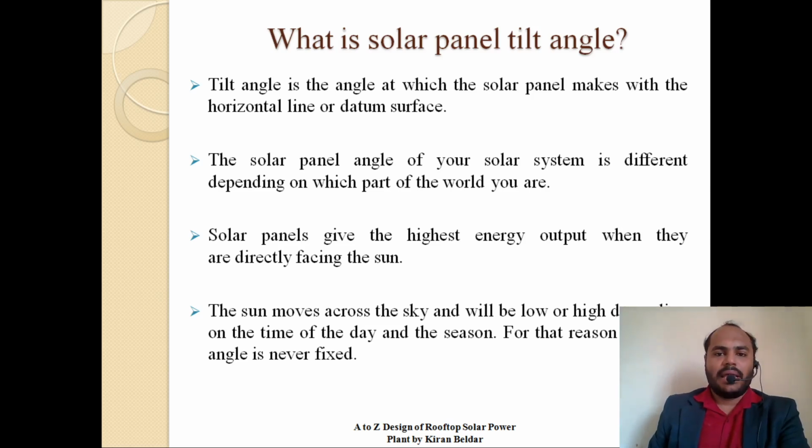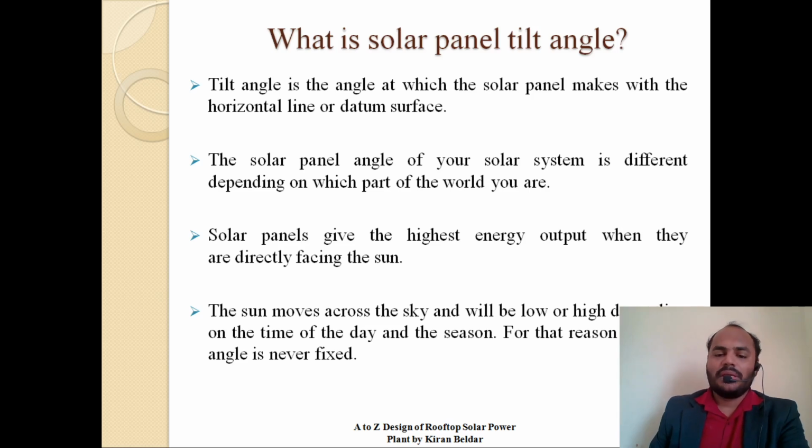The solar panel angle of your solar system is different depending on which part of the world you are in. Basically, the solar panel tilt angle depends upon the latitude, on whether it is the northern hemisphere or the southern hemisphere where the solar panel is being installed, and at which latitude it is going to be installed.